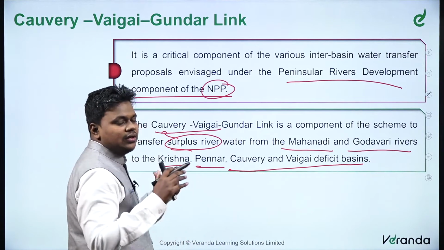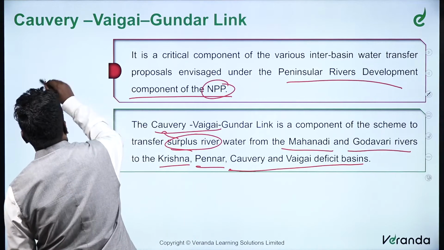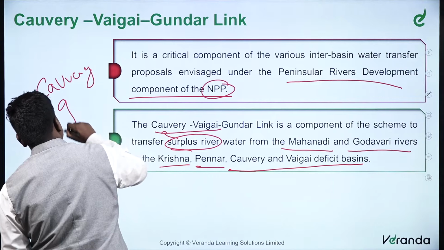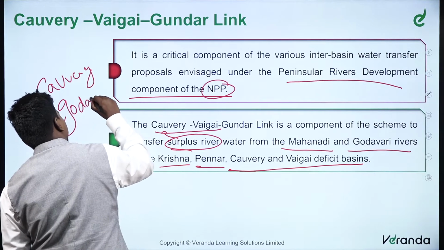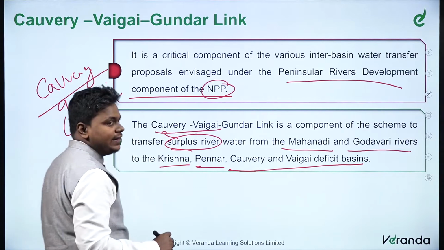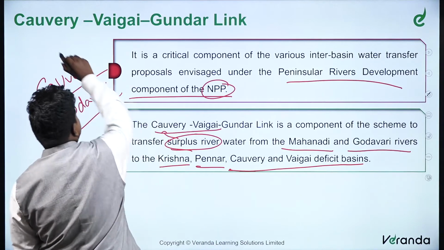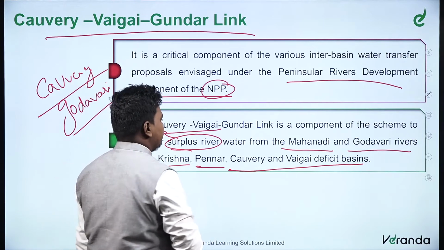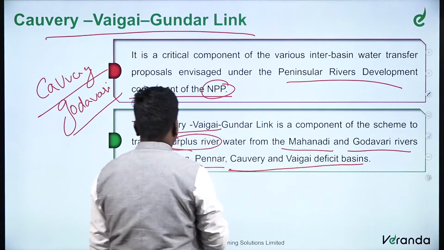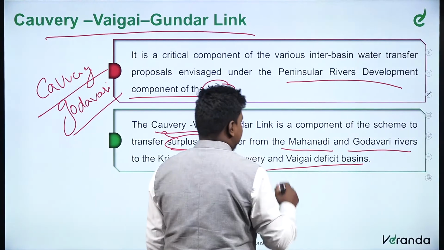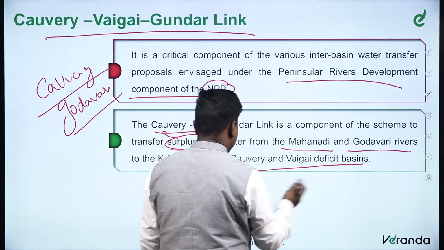So, the actual process is like linking Cauvery and Godavari, so that the entire peninsular region will get benefit. This is a small component of the scheme. So, the surplus water from the Mahanadi and Godavari rivers is transferred to the Krishna, Pennar, Cauvery and Vaigai deficit basins, that is, the excess water from these rivers is transferred to those rivers.